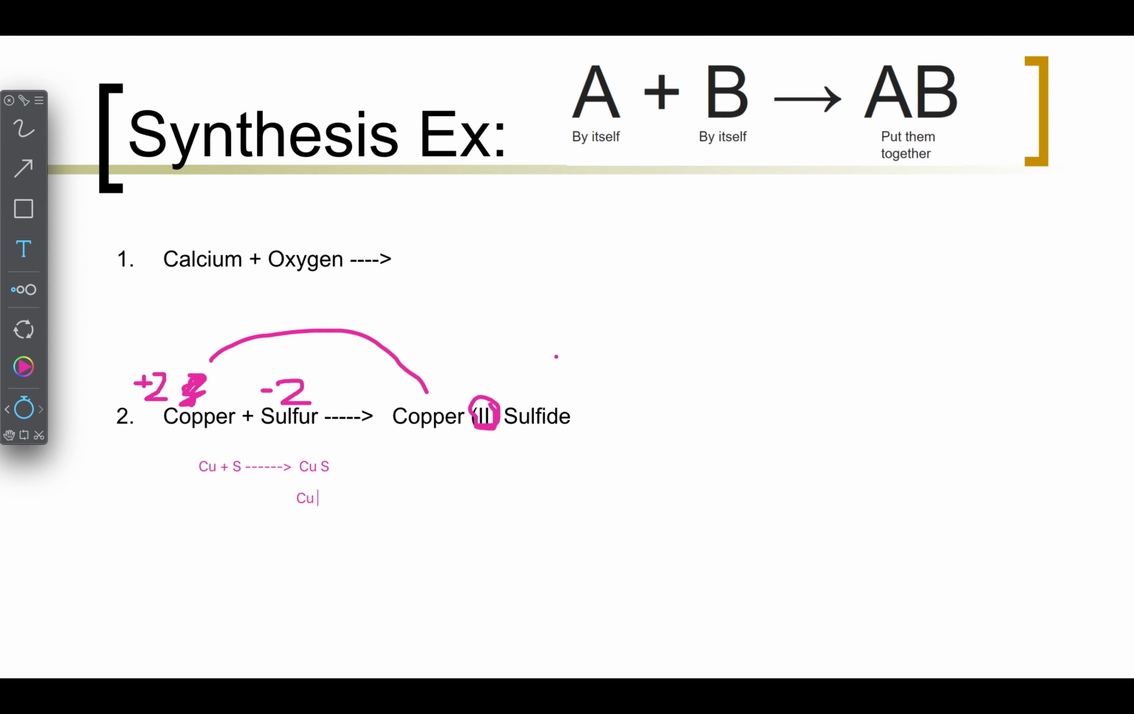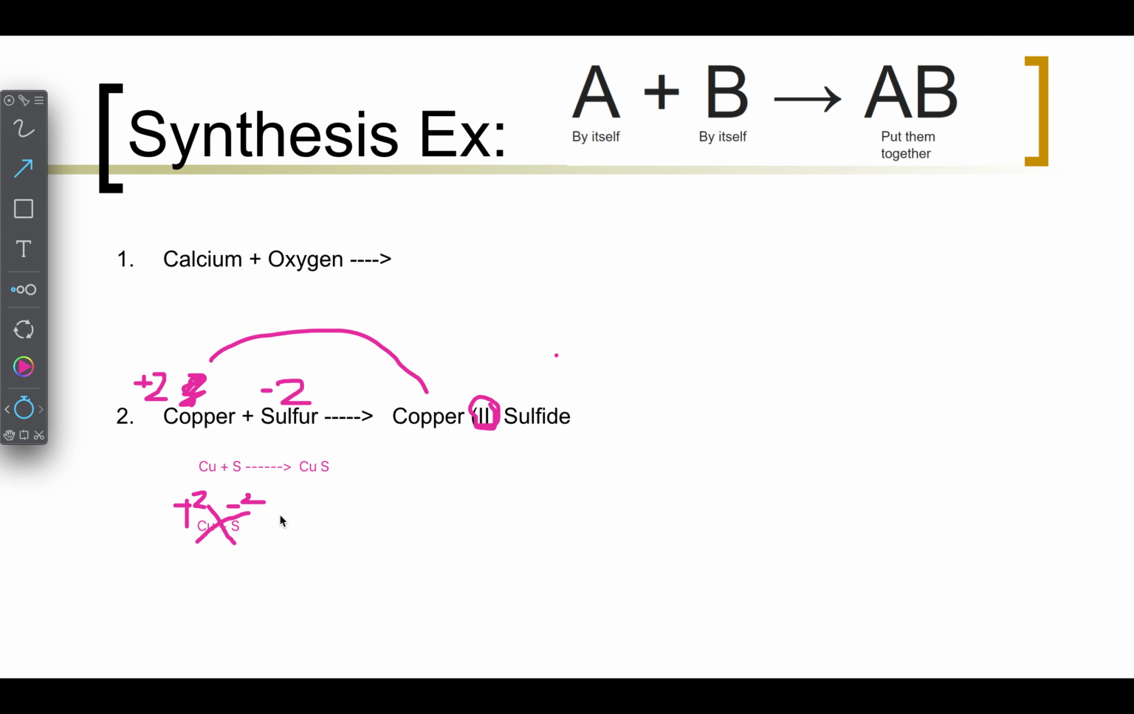So we have our Cu. I'm going to draw this a little Cu, S. Let me actually draw this over here. Cu plus sulfur, and we're going to crisscross those charges. So I'm going to write them in, +2 and -2. They're going to get crisscrossed.